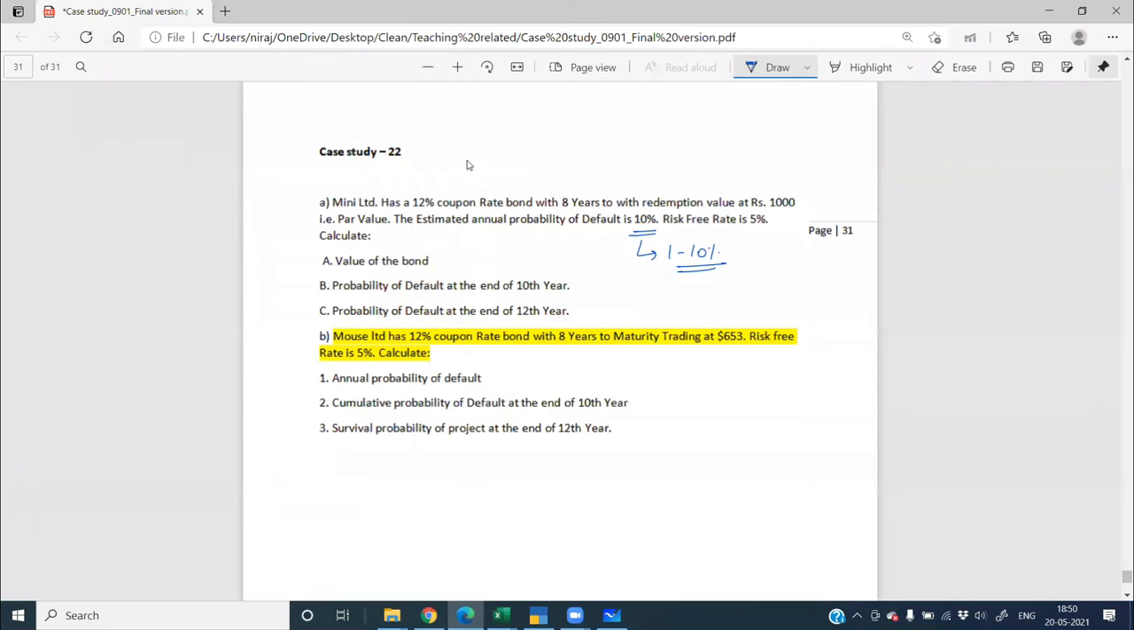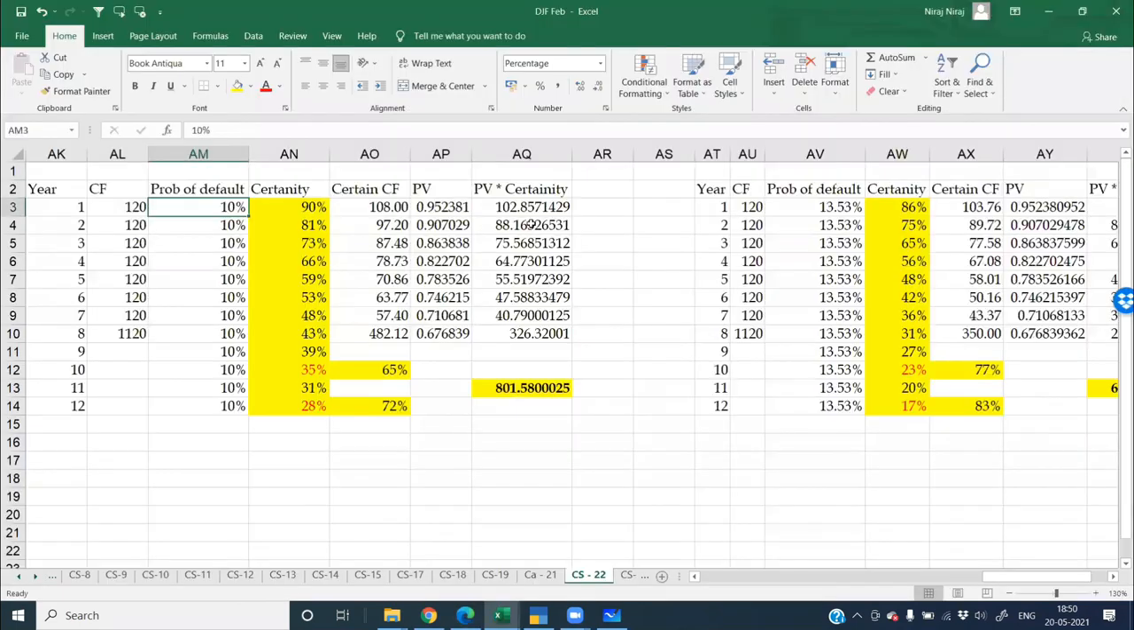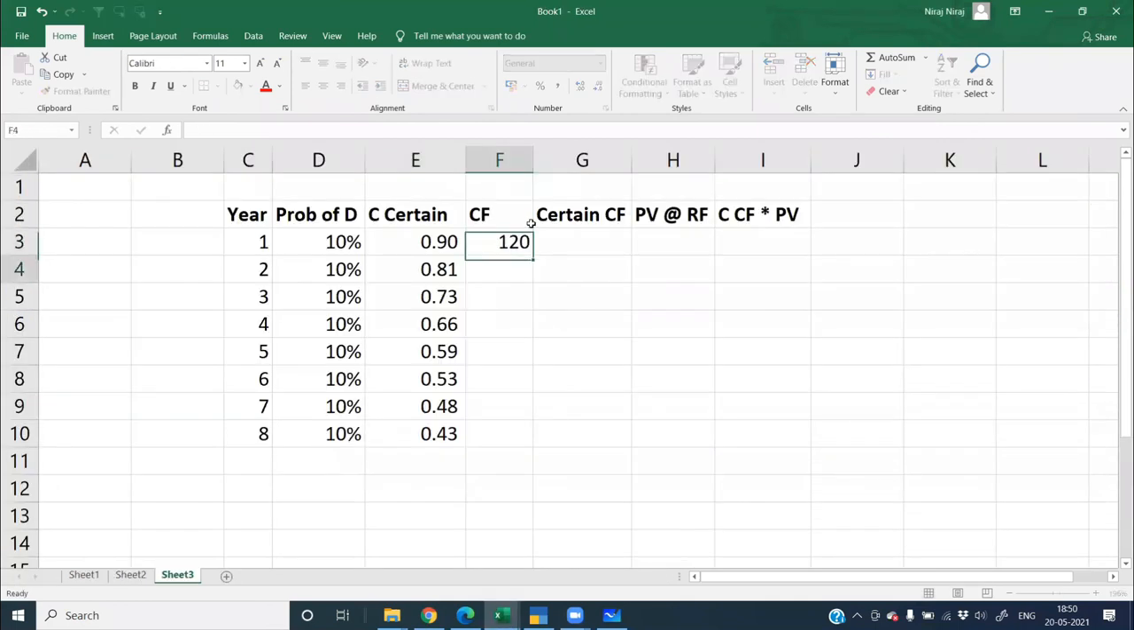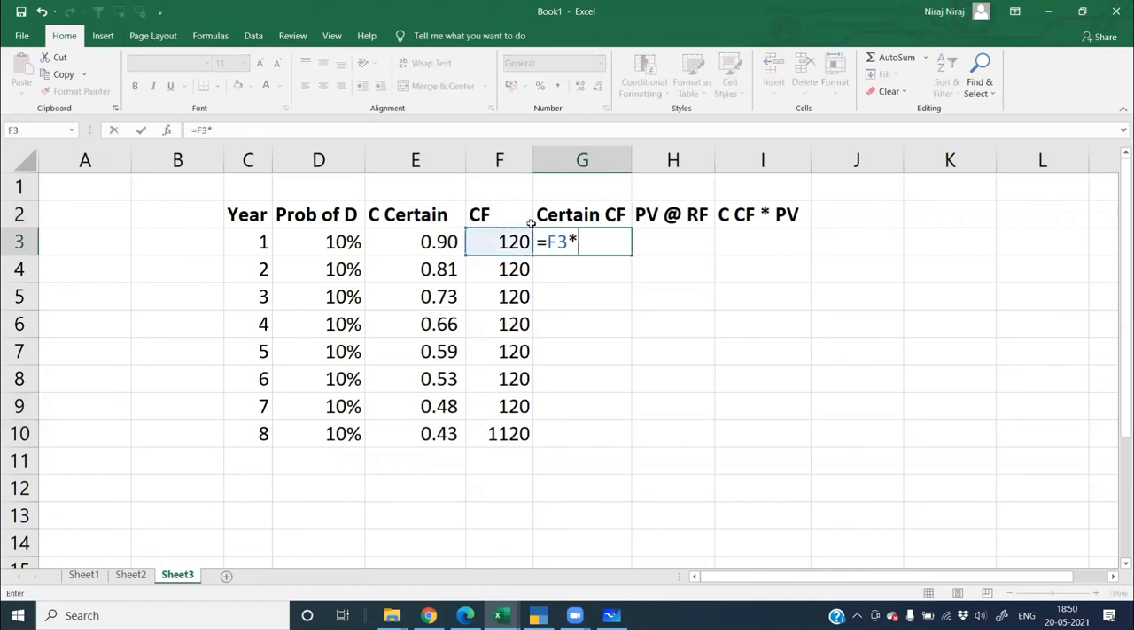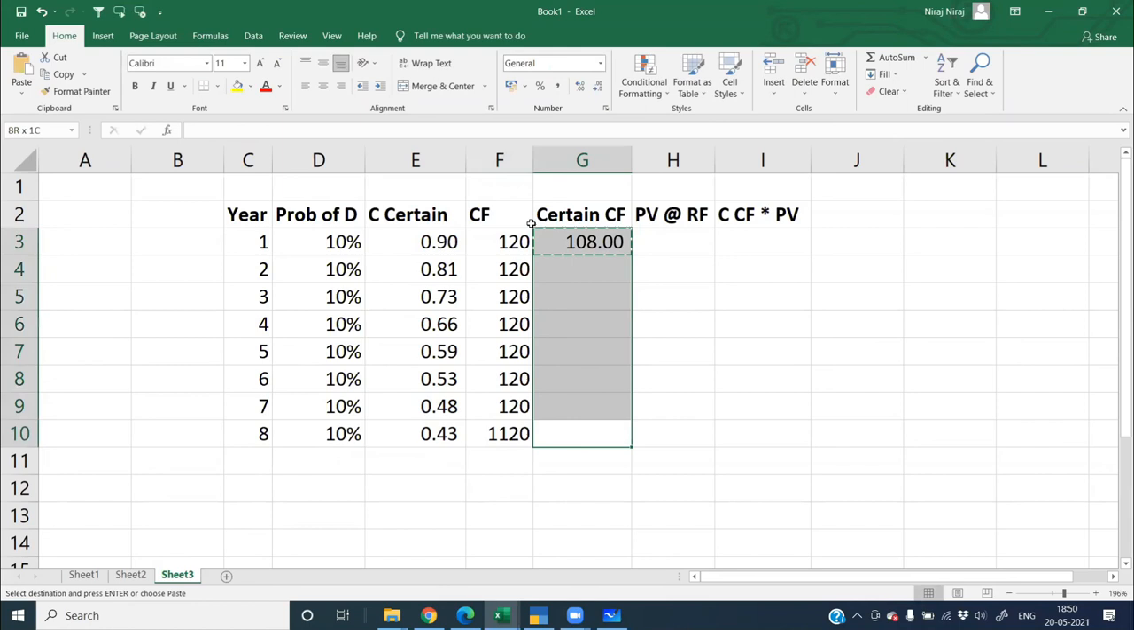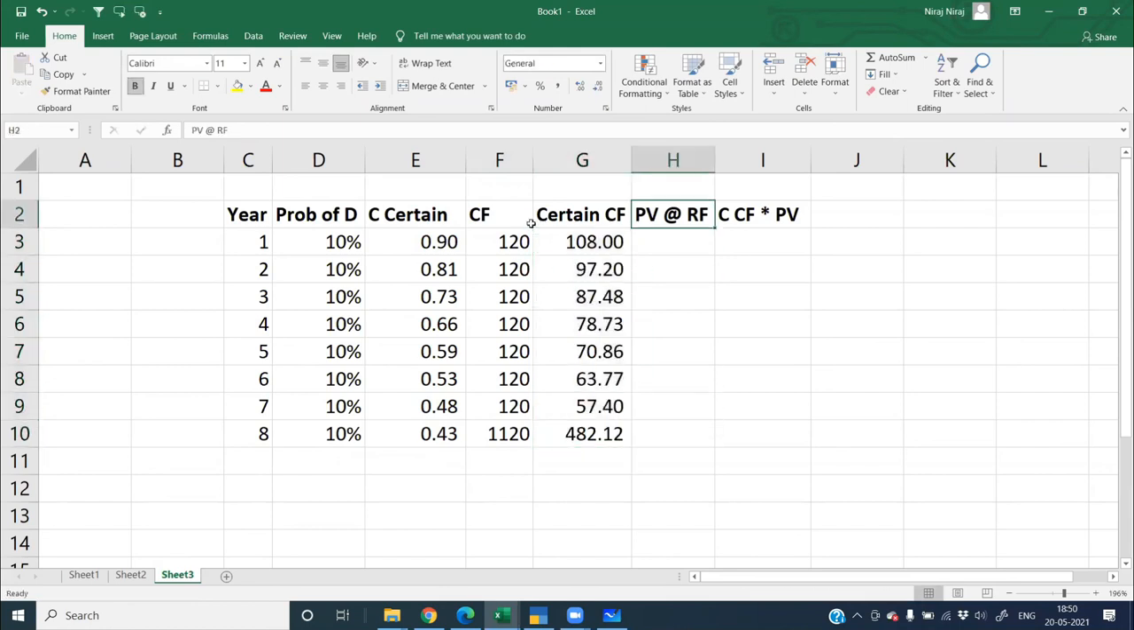My cash flows are how much? मेरा 1000 रुपीज पार वैल्यू है एंड 12% का कूपन है। कूपन है 120 रुपए। 120 is my cash flow, and at the end of 8th year 120 plus 1000 rupees will be my cash flow. Yes. So what is my certain cash flow now? This multiplied by this. These are my certain cash flows. Present value at risk-free rate of return that has been given to me is 1 plus 5% raised to the power of the year that I have.